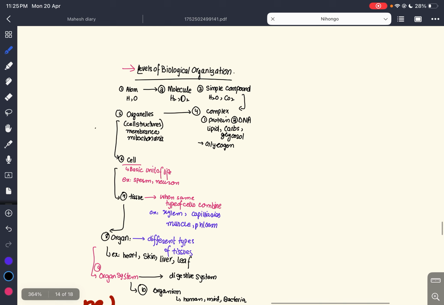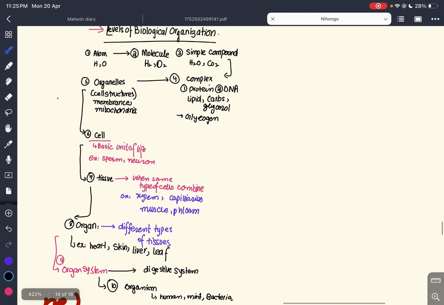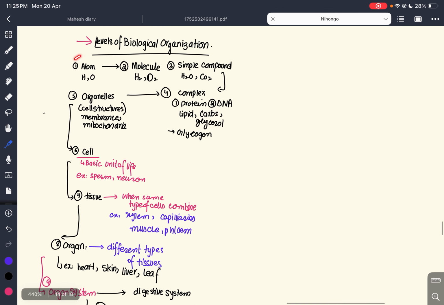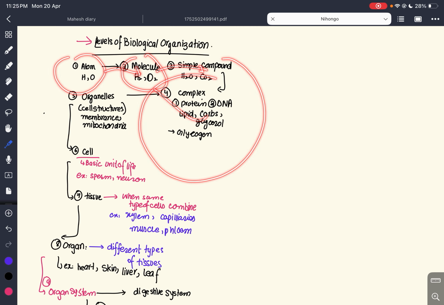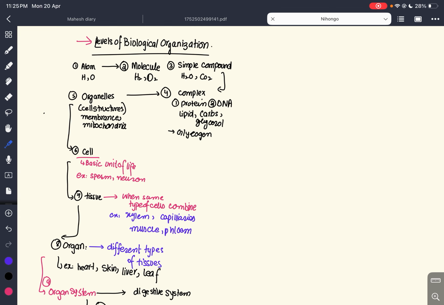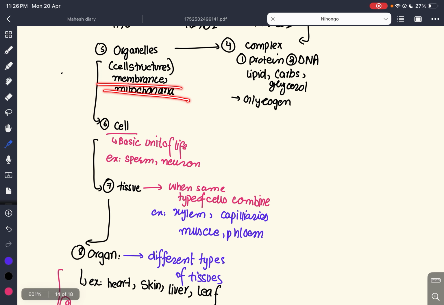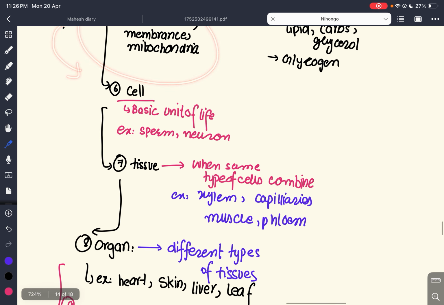So this is the level of organization that all of our students should know. Let me just remind you as well. Once there's an atom, the atoms combine together into molecules. Molecules turn into simple compounds, and some simple compounds into complex compounds, which is more like protein. In your daily diet or daily intake, you take protein. The DNA that is present in the nucleus is also a complex compound, and that complex compound makes organelles like membrane, mitochondria, chloroplast, different things. And these organelles together make what? Make a cell, which is the basic unit of life.